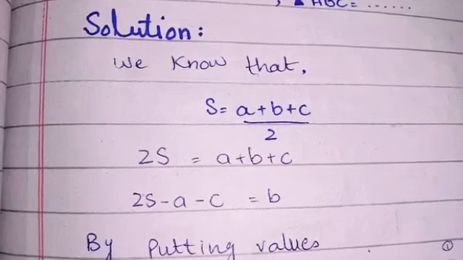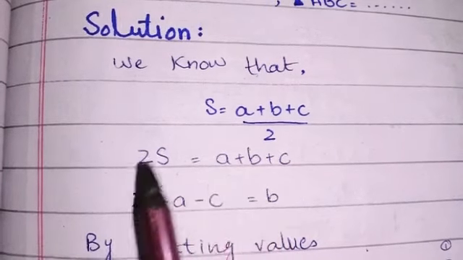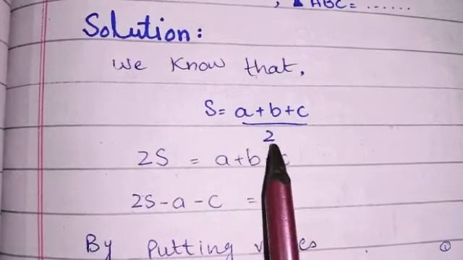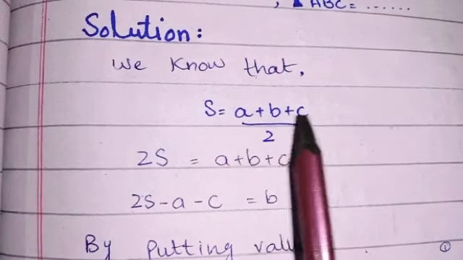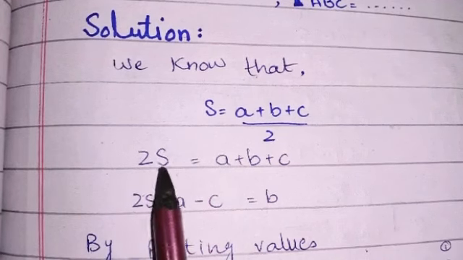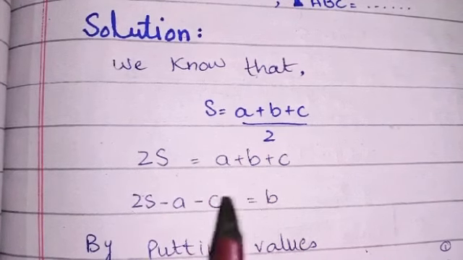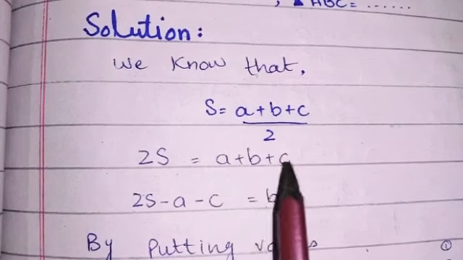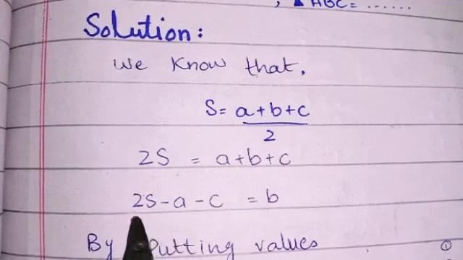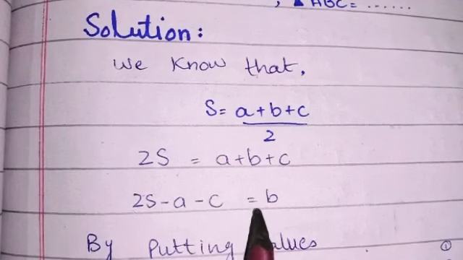Now students, first we will find the value of b by using our formula s is equal to a plus b plus c over 2. Students, 2 is dividing a plus b plus c. On the other hand, it will multiply with s, so we will write 2s is equal to a plus b plus c. You can see students, a and c both are adding with b. On the other hand, they will subtract from 2s, so we will write 2s minus a minus c is equal to b.